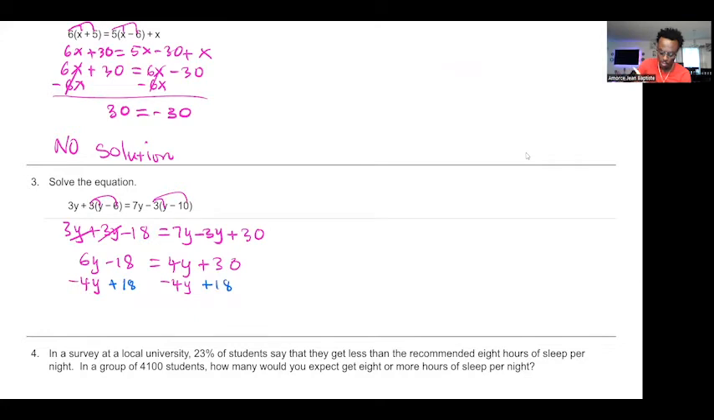And then my answer with y by itself on one side will be 2y equals 48. Divide by 2. And your answer, y equals 24. Again, that's an equation with a single solution. So that is my solution, 24.